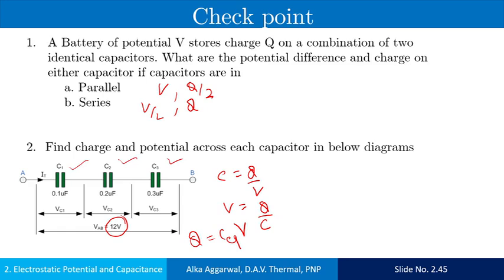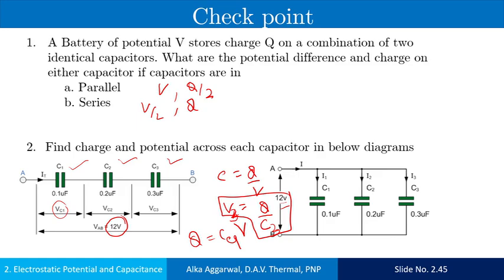Then to find out the potential that is across the first capacitor, use this relation. Put the value of charge and value of the first capacitance. It will give you V1. For second capacitance, use the value C2. It will give the potential across the second capacitor. For third, put the value of C3. It will give the potential across third capacitor.